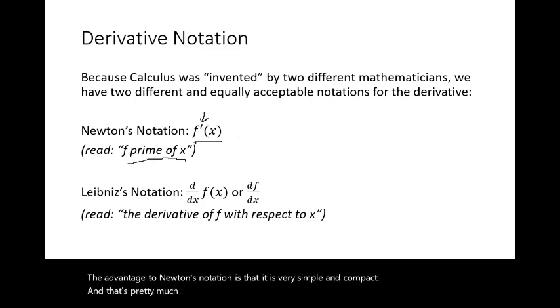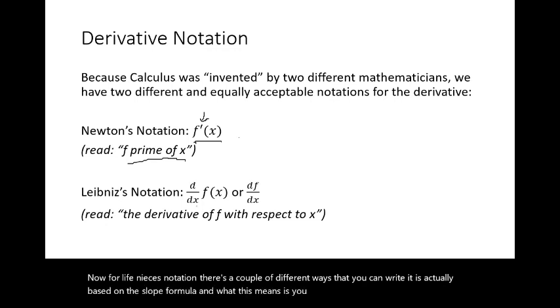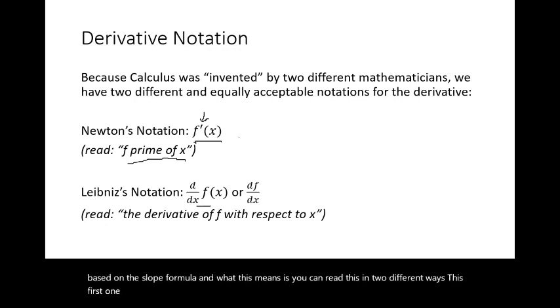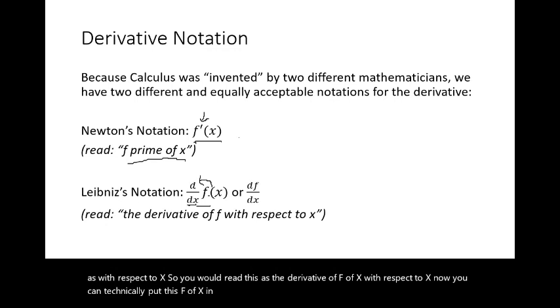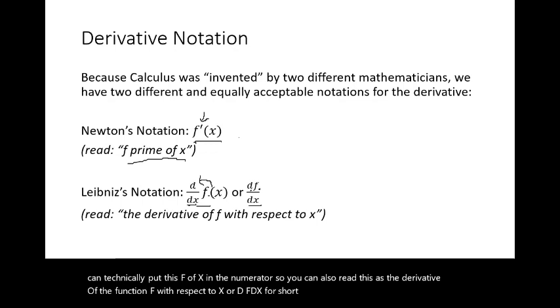Now for Leibniz's notation, there's a couple different ways that you can write it. It is actually based on the slope formula, and what this means is you can read this in two different ways. This first one right here is read as the derivative of the function f of x, and the dx on the bottom is read as with respect to x. So you would read this as the derivative of f of x with respect to x. Now, you can technically put this f of x in the numerator, so you can also read this as the derivative of the function f with respect to x, or df dx for short. So it is read as the derivative of f with respect to x.